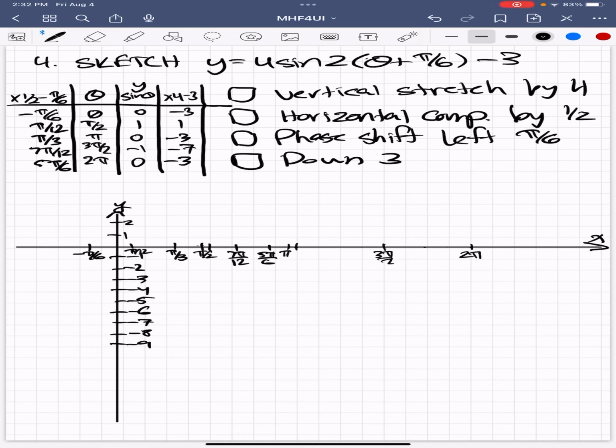Okay, and let's start with our regular sine function. Okay, and then we have pi over 2, pi, 3 pi over 2, and 2 pi. I know it looks slim, but it's just our scale.